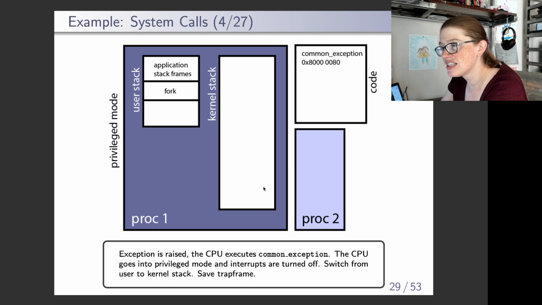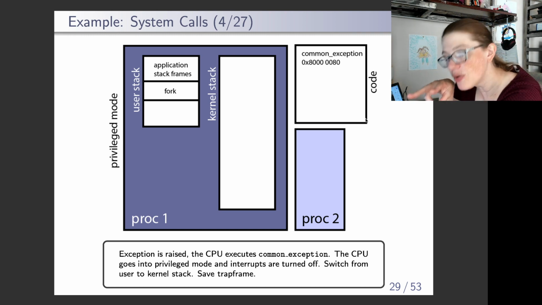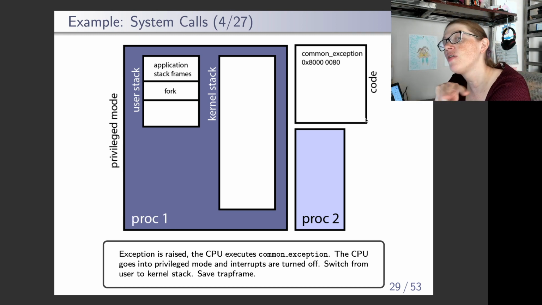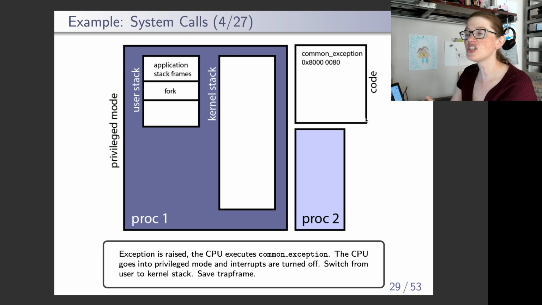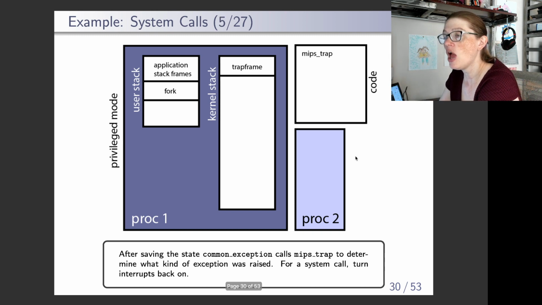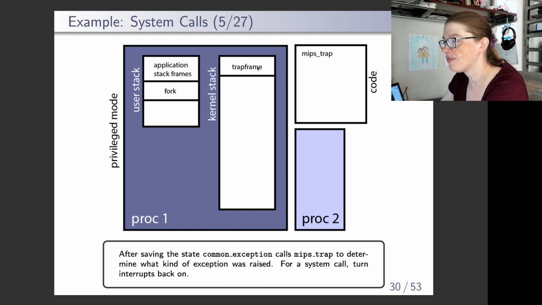At the point that syscall is raised, that causes the exception, and the CPU is going to call common exception, and it knows the address for common exception to be this here. So we're going to switch from executing in unprivileged mode to executing in privileged mode, and we're also going to switch from using our user stack to our kernel stack. And now we're actually going to start executing common exception, which is the process of saving the trap frame. So there you go, we've saved our trap frame.